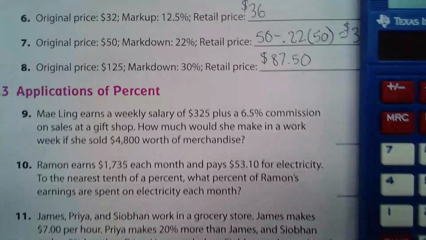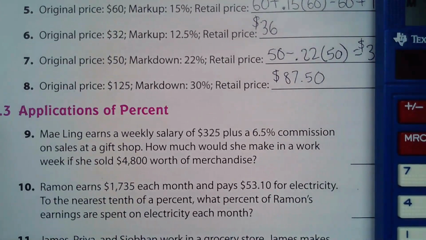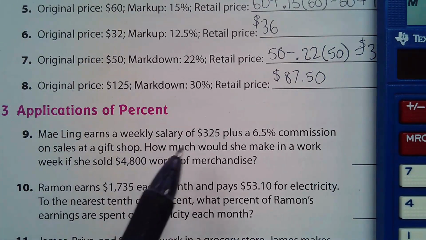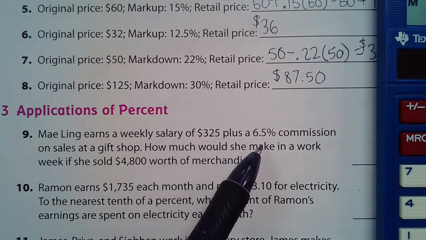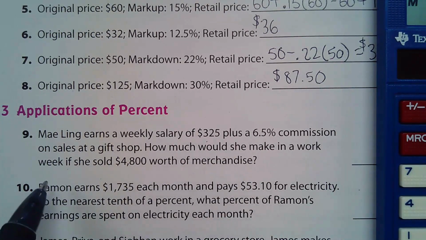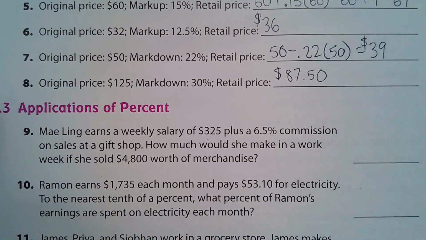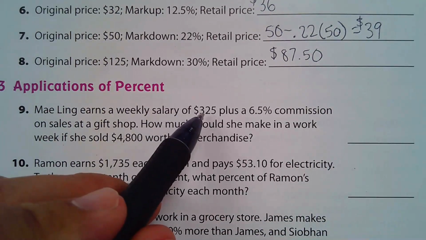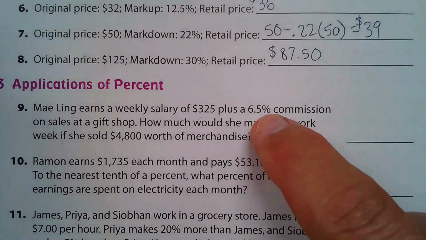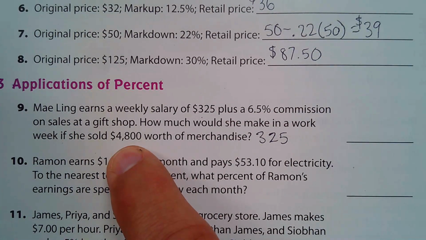So for number 9, let me bring it a little bit closer here. Okay. So Mei Ling earns a weekly salary of $325 plus a 6.5% commission on sales at a gift shop. How much would she make in a work week if she sold $4,800 worth of merchandise? Well, what we have here is she's going to make $325 no matter what. So it'd be $325. And she's going to make 6.5% of the $4,800.